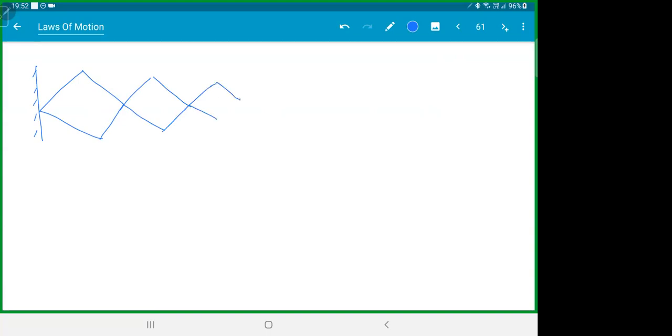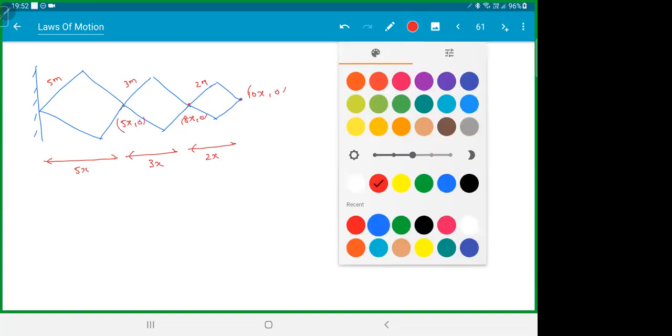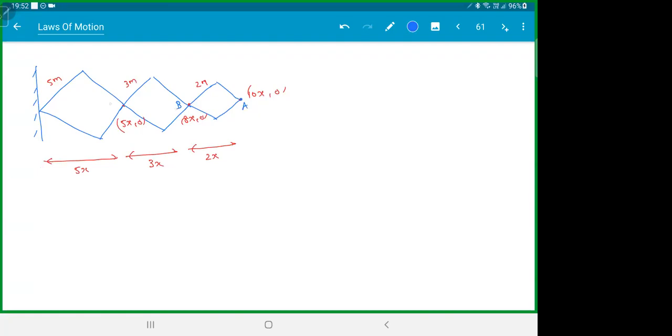Now it is given, it is in the ratio of 3:5:2. This is 5 meter, 3 meter, 2 meter. So let's assume this length is 5x. Then this length will be 3x. I don't know what x is. This length is 2x. That means this coordinate will be 10x, 0. This coordinate is 8x, 0. And this coordinate is 5x, 0. This is A, this is B and this is C.